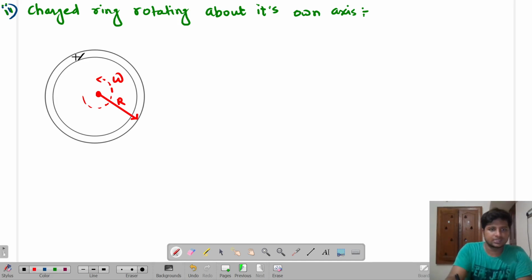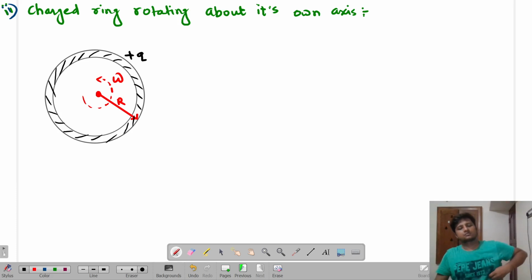Now consider that the ring has some charge on its surface. It was a charged ring. So then tell me the magnetic field at the center. Tell me fast. Mu naught I by 2r. Think once again.